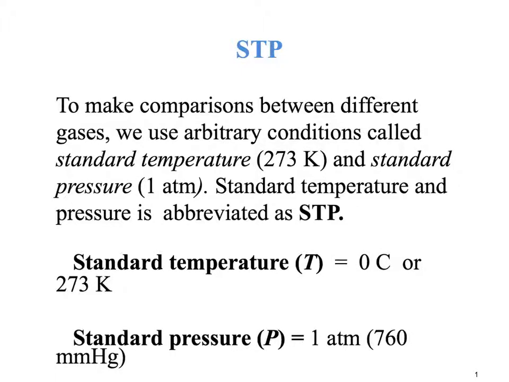STP are conditions that indicate standard temperature and pressure. The standard temperature is 0 Celsius, which is equal to 273 Kelvin, and the standard pressure is 1 atm, which is equal to 760 millimeters of mercury.